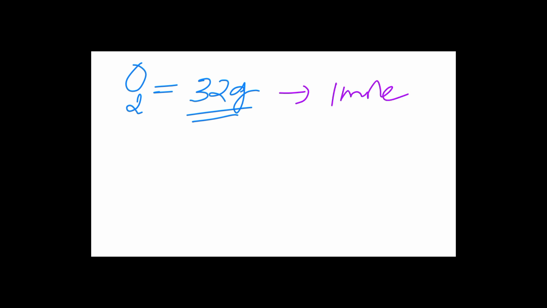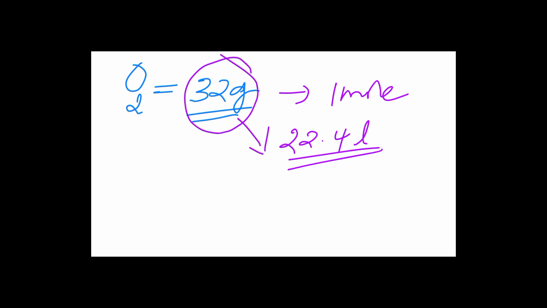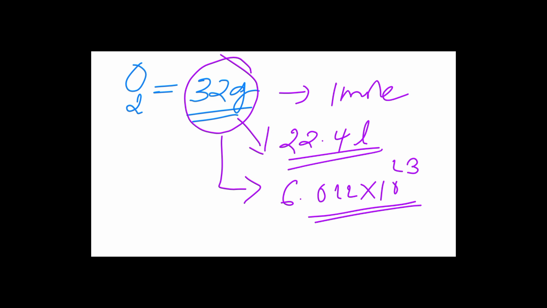Let us consider the case of oxygen gas. Oxygen, as you all know, the molecular mass is 32 grams, right? So this 32 gram of oxygen is equivalent to 1 mole, and this 32 gram of oxygen will occupy 22.4 liters at STP, and this 32 gram indeed contains 6.022 into 10 raised to 23 particles, ions as well as molecules.